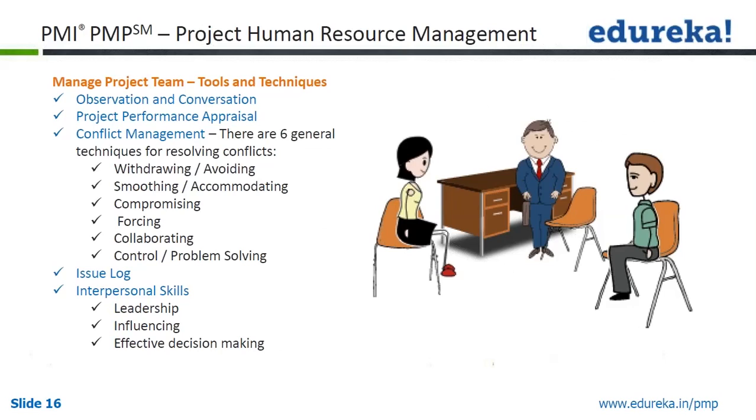The first one is observation and conversation. Essentially, we can use this to stay in touch with the work and attitudes of project team members. The project management team monitors progress towards project deliverables and accomplishments that are a source of pride for team members, and interpersonal issues. So that's what we can do using observation and conversation.